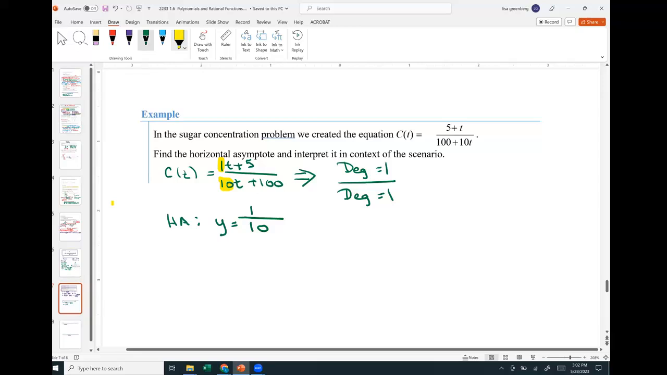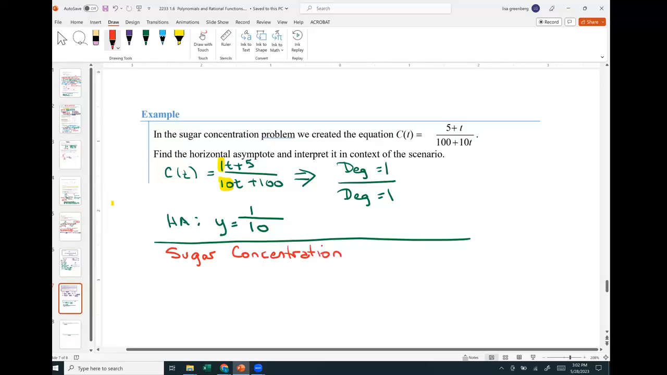Well, this says that the sugar concentration as time gets larger and larger, approaches one-tenth.